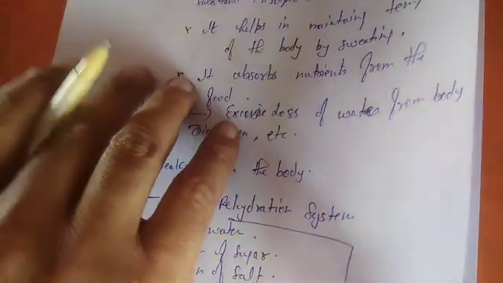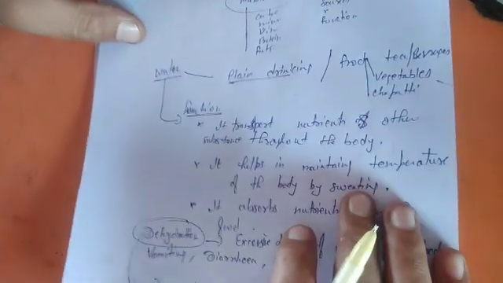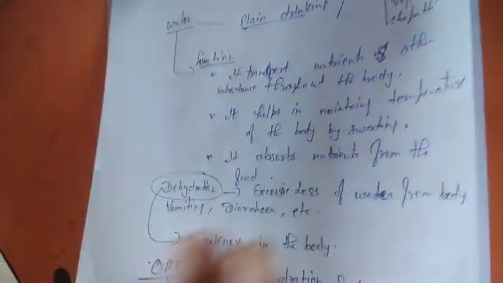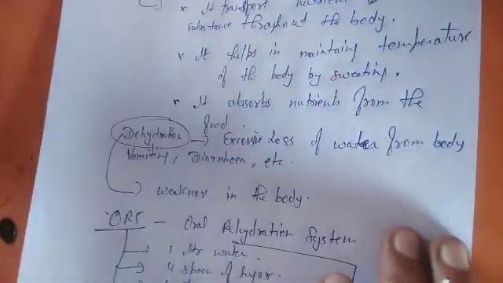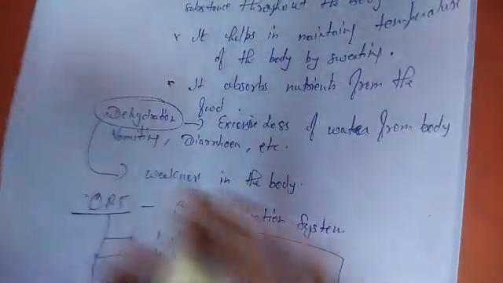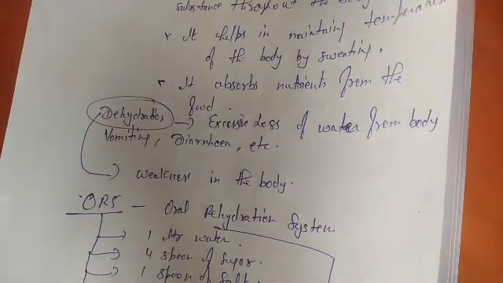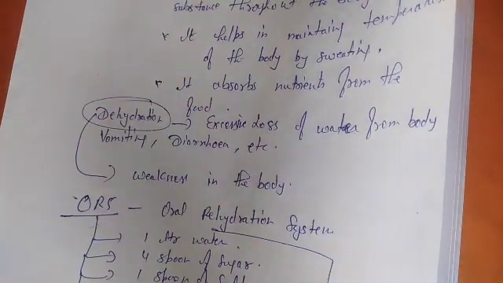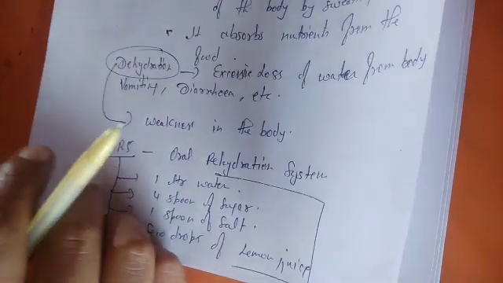So now, the water sources, the important functions, and the problem of dehydration which occurs due to vomiting, diarrhea, or some particular illness in the body, which causes weakness and which can be removed by oral rehydration system. You can even prepare it at home.